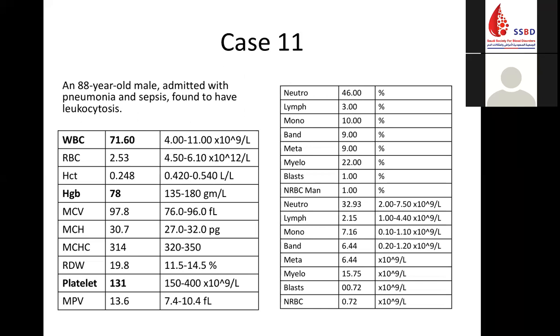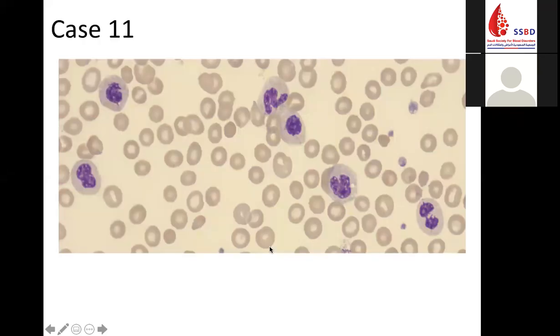Case 11. This is an 88 years old male admitted with pneumonia and sepsis, found to have a leukocytosis, so white blood cells of 71.6, hemoglobin 78, platelet 130. And you can see here we have mainly neutrophils with left shift, rare blast, 1%, and nucleated RBCs. This is the peripheral blood.